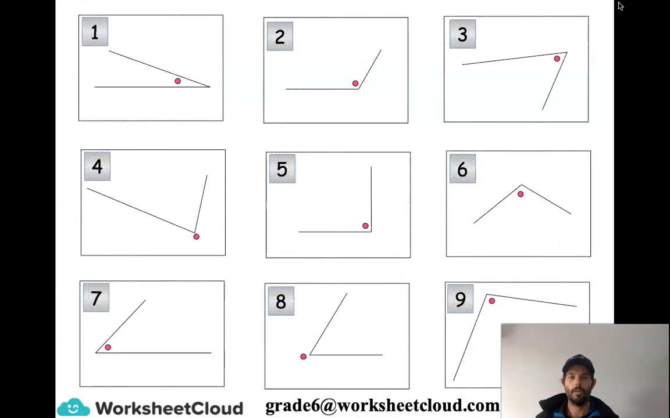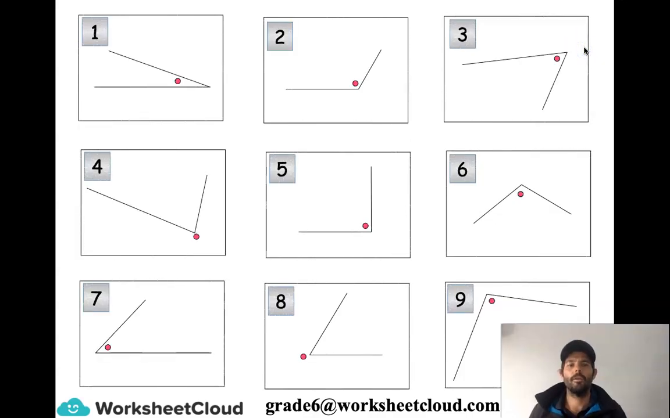Okay, so I'm going to give you an opportunity to identify 9 angles. Just write them down, numbers 1 to 9 on a piece of paper. Write acute, obtuse, right angle, reflex angle, straight line. Tell me what you think each angle is, and then I'll go through them with you and we'll see how well you did.